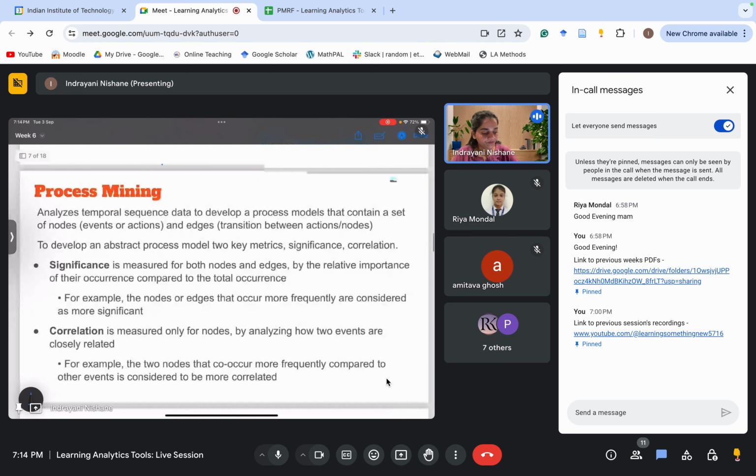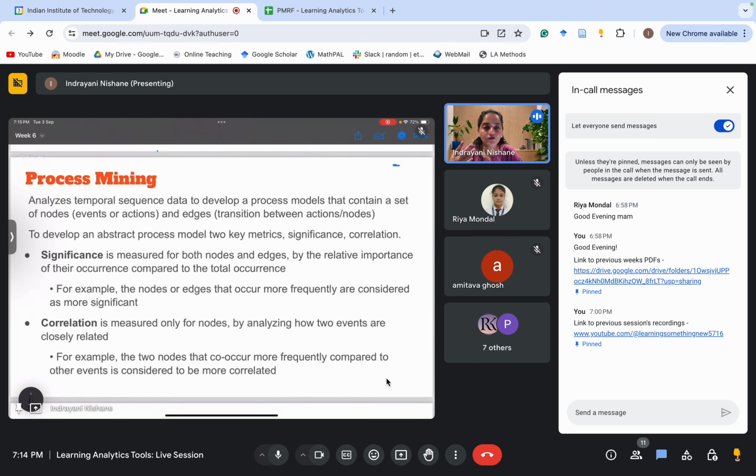So using that data, we consider every action as a node, and an edge is nothing but a transition between those two actions, just like we saw last week, the same thing. And then there are different matrices which help us in abstraction or retaining only the important information in that huge diagram. Yeah. So these matrices are significance and correlation. Okay. So process modeling will analyze the log data and then have some nodes which will correspond to events or actions happening in the log data, and the edge denotes the transition between these actions or nodes.